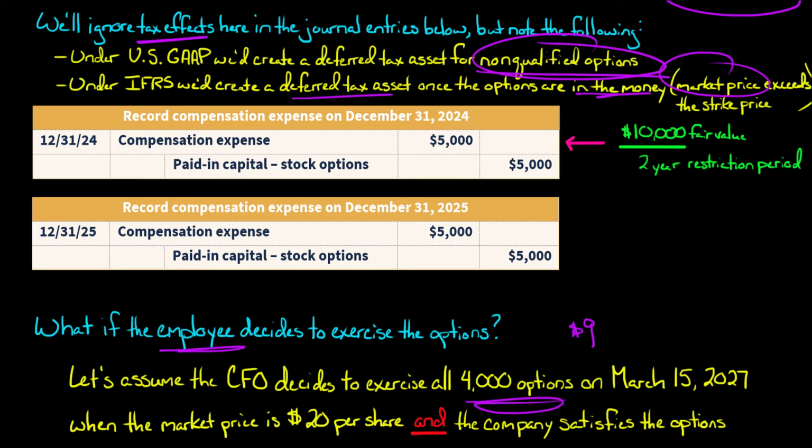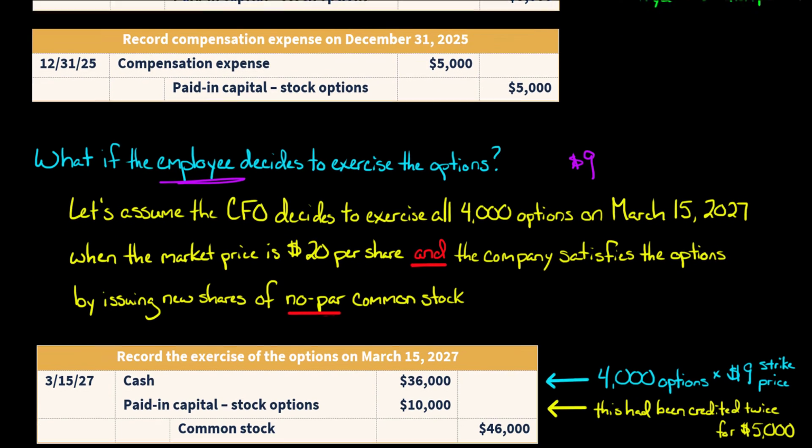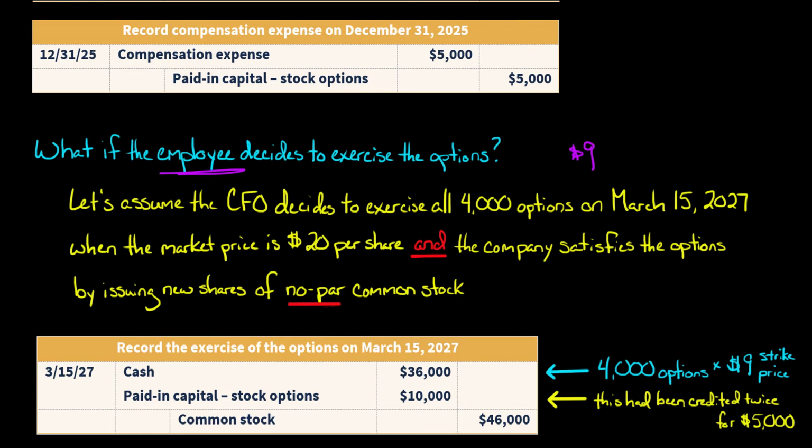Now, they've got 4,000 options. So if the CFO exercises all of them, that's going to be 4,000 times 9. The company's going to receive $36,000. So the company is going to need to debit cash, assuming that the CFO exercises the options, for $36,000. And again, that's just the number of the options times the strike price.